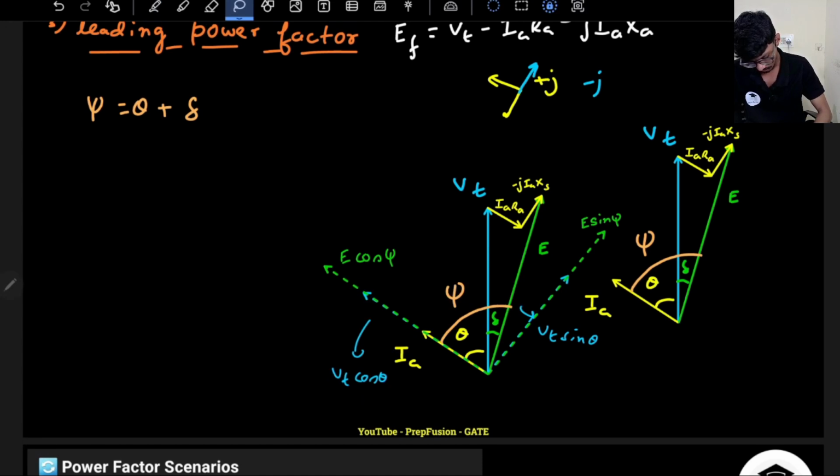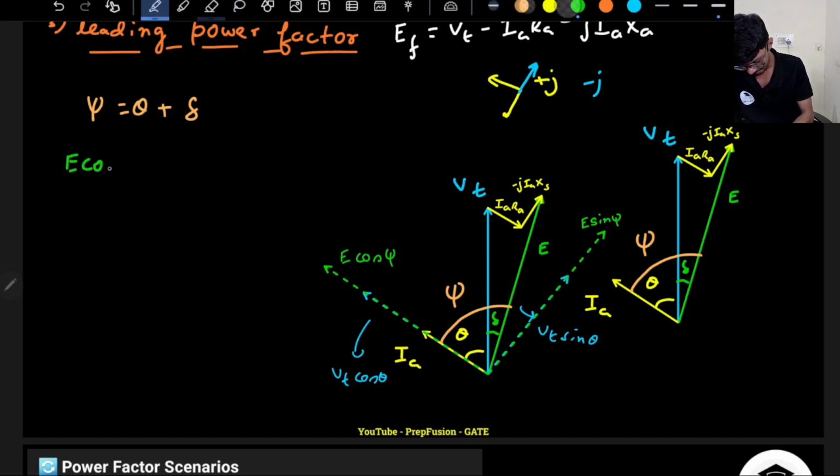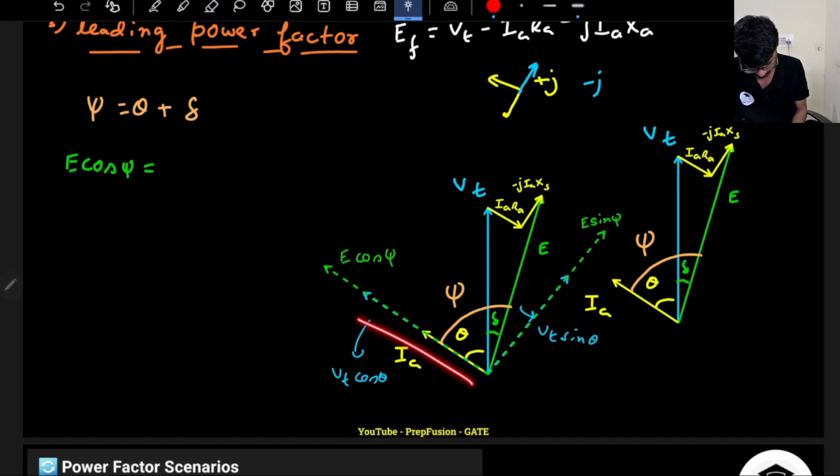Now what will be my E cos xi? It will be equal to this Vt cos theta minus IRA, because IRA is in the opposite direction. So IRA will be in this direction, and both are parallel. So Vt cos theta minus IRA will give me E cos xi.